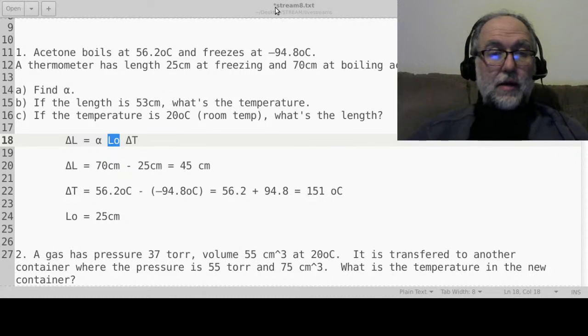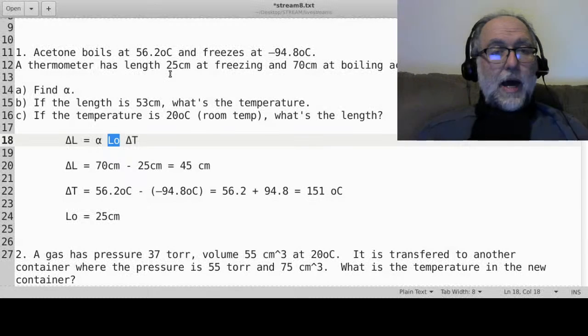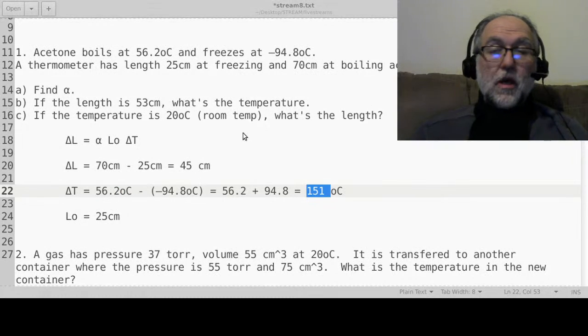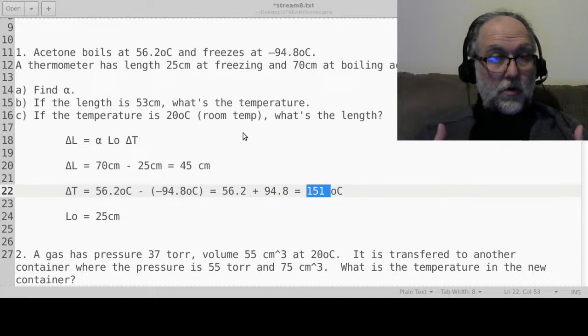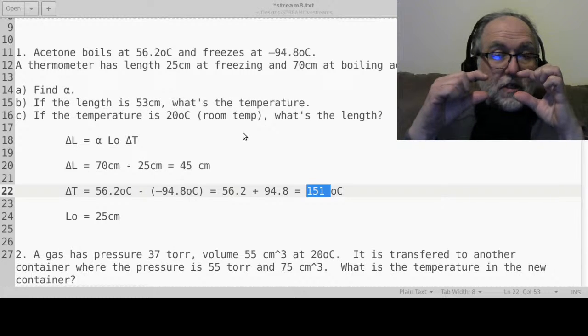The other potential transformation is from Celsius to Kelvin. You don't have to do that here because it's a delta temperature. It's a change in temperature. So it starts off at negative 94.8 Celsius and it ends at 56.2. The difference is 151 Celsius degrees, but it's also 151 Kelvin degrees. The only difference between the two scales is where you start at zero. But 1 Celsius degree is exactly the same size as 1 Kelvin degree.